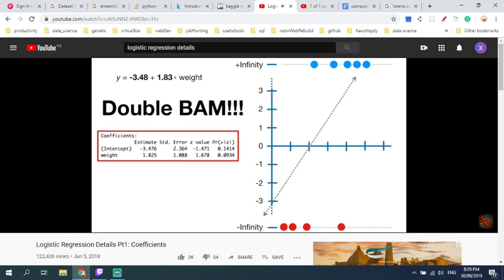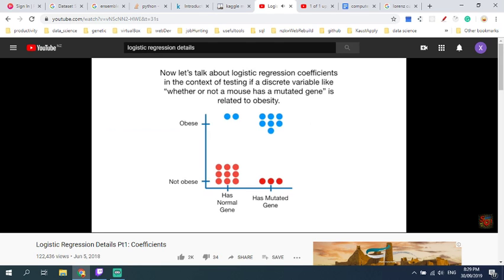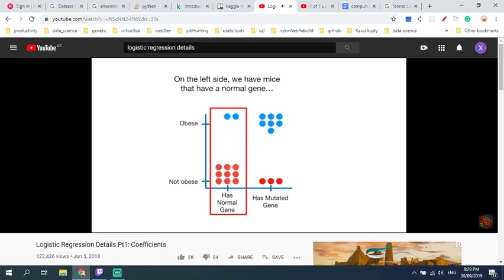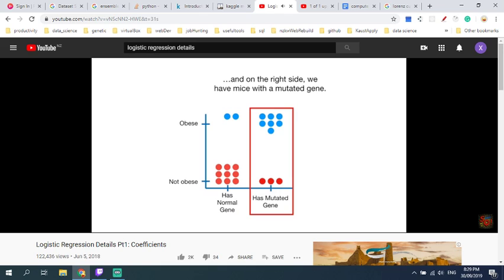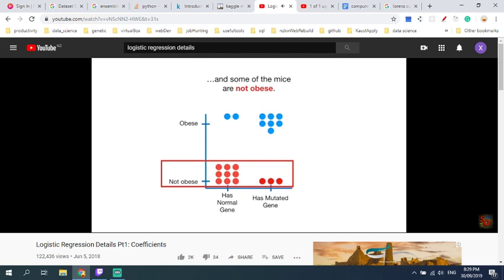Double bam! Now we know all about the logistic regression coefficients when we use a continuous variable like weight to predict obesity. Now let's talk about logistic regression coefficients in the context of testing if a discrete variable, like whether or not a mouse has a mutated gene, is related to obesity. On the left side, we have mice that have a normal gene. And on the right side, we have mice with a mutated gene. Just like before, some of the mice are obese, and some of the mice are not obese.